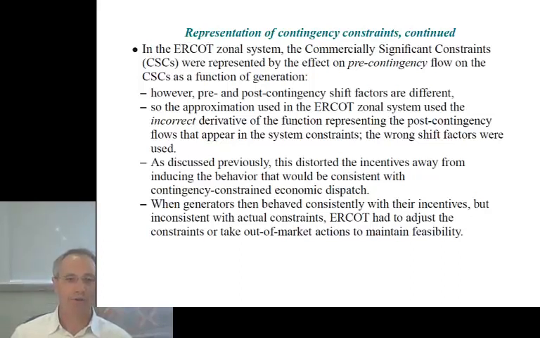And as discussed previously, this tended to distort the incentives away from inducing the behavior that would have been consistent with contingency-constrained economic dispatch. Of course, generators that are trying to optimize their profits could be expected to behave consistently with their incentives. These might typically be inconsistent with the actual constraints, which then forced ERCOT to do one of two things: either adjust the constraints or take out-of-market actions to maintain feasibility.